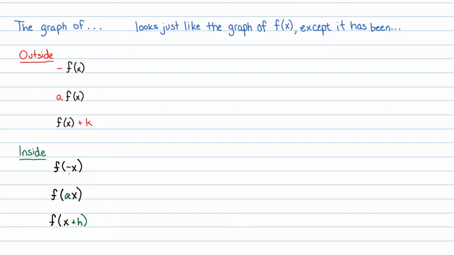On the other hand, the stuff that's happening on the inside is like this negative. This negative is on the inside of the parentheses, so it's part of our input. This a times x, that's part of our input. And x plus h, that's part of our input into the function. So I just want you to know why I call these the outside and the bottom group the inside group. Also, we'll notice something very special about everything that happens on the outside versus what happens when we manipulate the inside of a function, what happens to the graph.